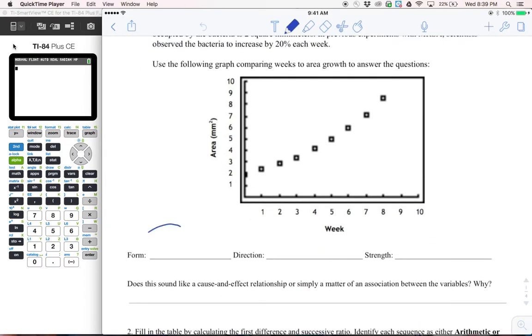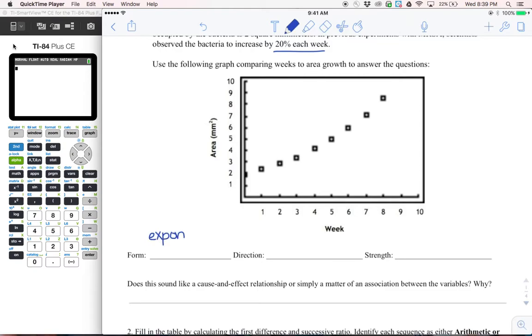You need to know the form, the direction, and the strength of the graph. All right, so the form, when we did this in class, we really focused on, is it linear or nonlinear? Well, if it's growing by 20% each week, even though the data kind of looks linear, you should know that this data is exponential, okay?